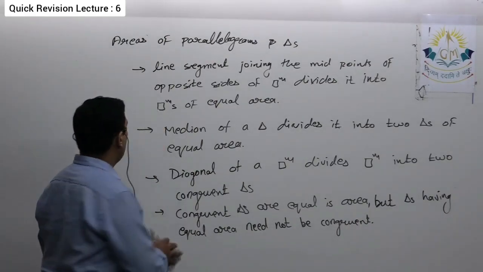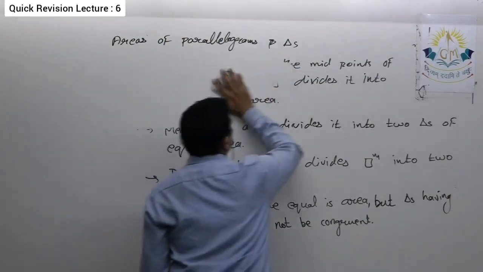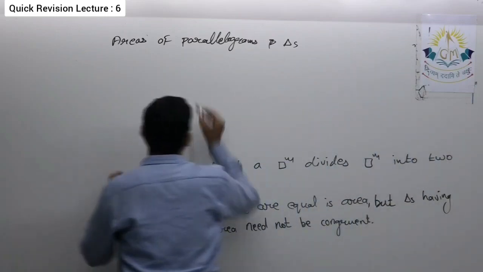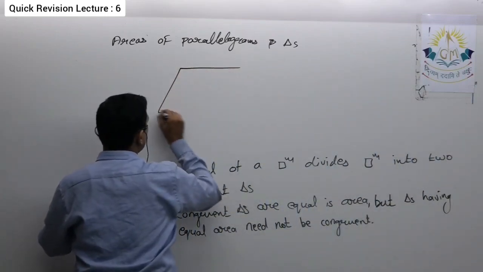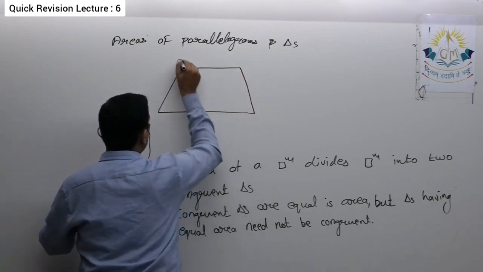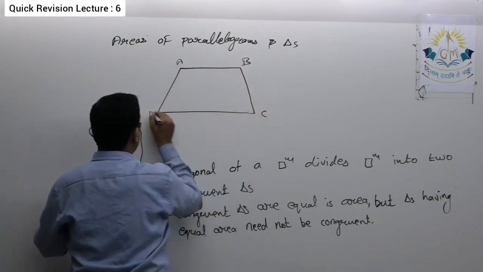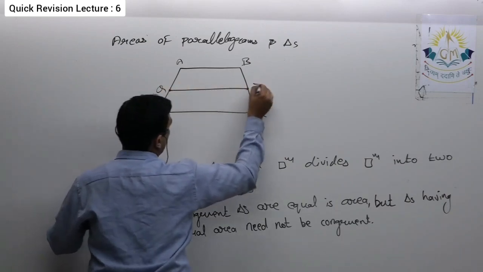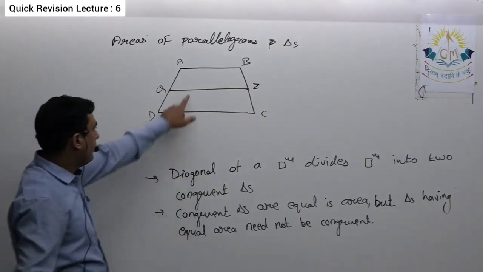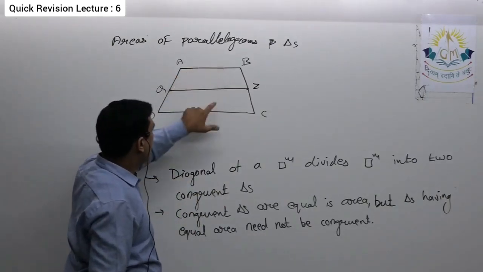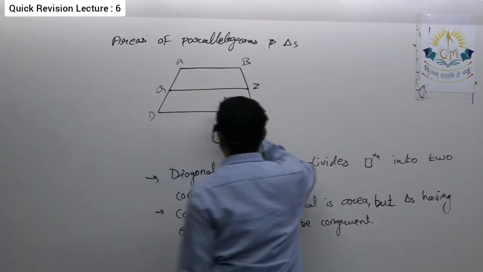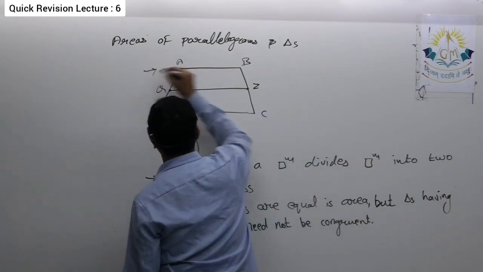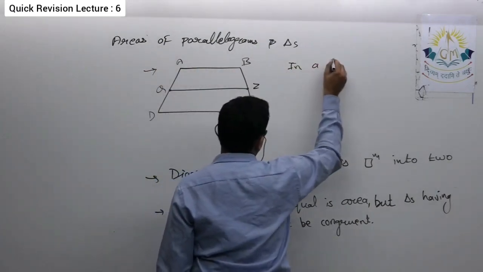Now one more important result that we'll see in a trapezium. Okay, suppose we have a trapezium in this way. Trapezium ABCD. Now the line segment joining the midpoints of the non-parallel sides Q and Z. The line segment joining the midpoints of the non-parallel sides is half the sum of the parallel sides. That means here QZ is equal to AB plus DC by 2.